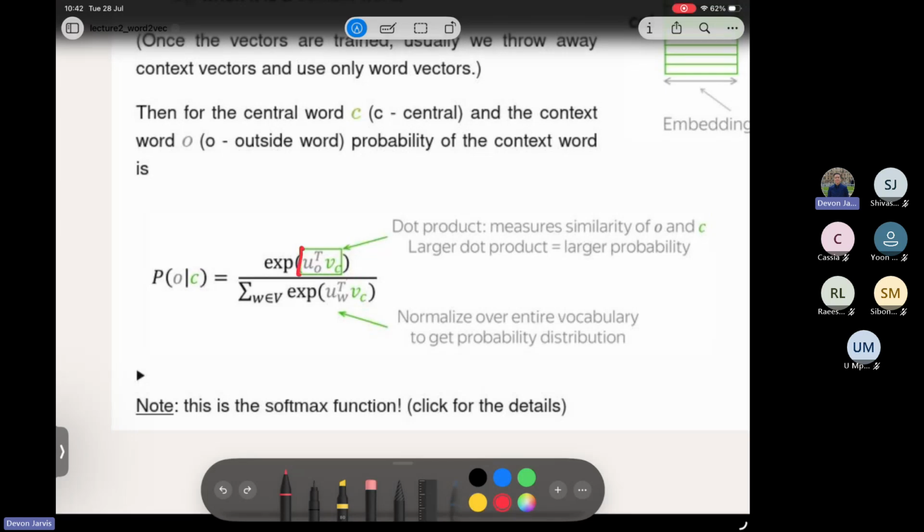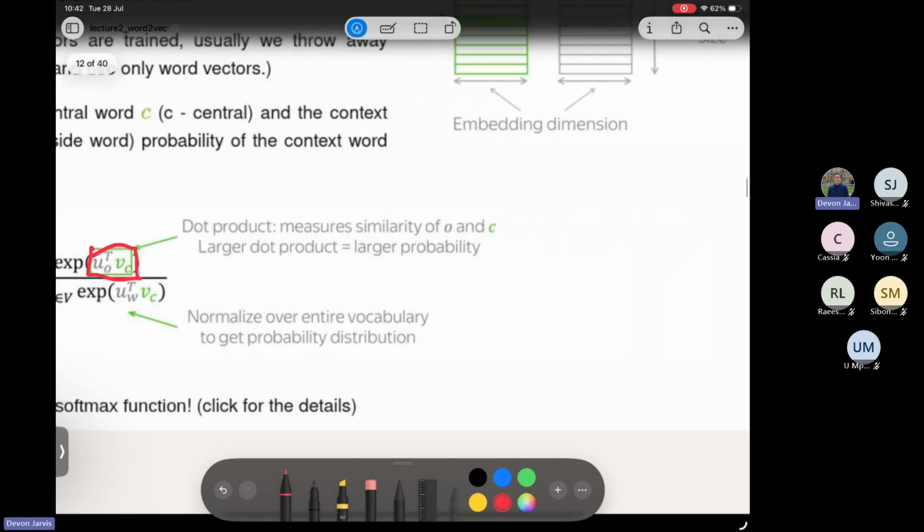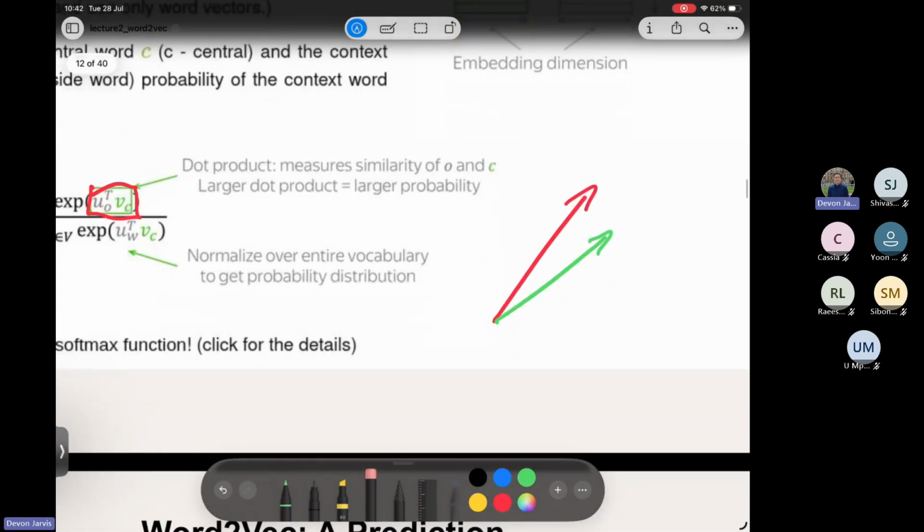And so now I am free to take this dot product. The last thing we need to unpack here: what does the dot product tell us? I'm going to draw some vectors and you can tell me what's going on with the dot product. Dot product, large or small? Large. Okay, very true.